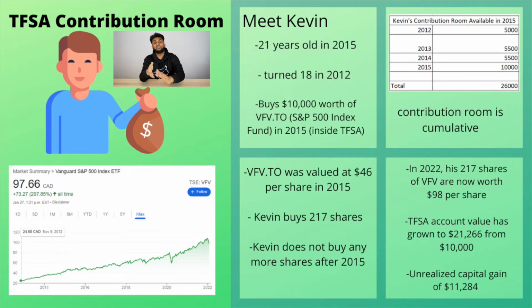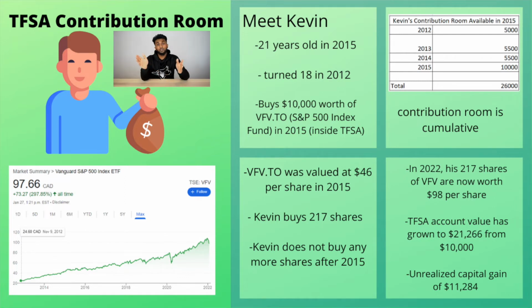In 2015, the VFV was $46 and Kevin put $10,000 into VFV. So $10,000 divided by $46 comes out to 217 shares. So he bought 217 shares in 2015. He bought this of course, inside his tax-free savings account or TFSA to not pay taxes on his eventual gains.